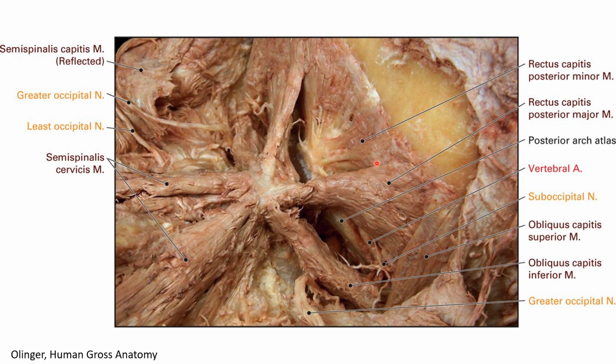So you can see RCP minor, RCP major, superior oblique muscle, and inferior oblique muscle. And deep in here, you can see the vertebral artery. So here's the vertebral artery, and then this is the suboccipital nerve. Okay, semispinalis cervicis muscle, greater occipital nerve, and the least occipital nerve.